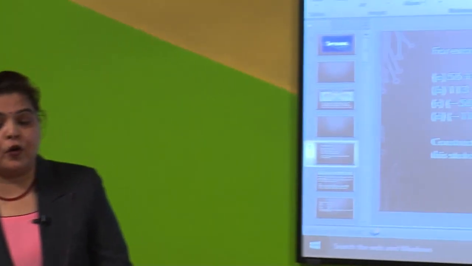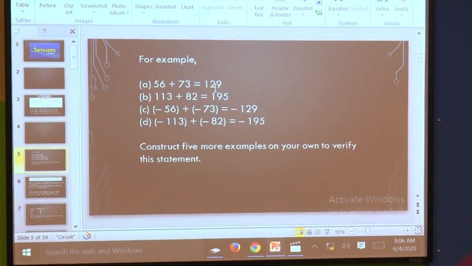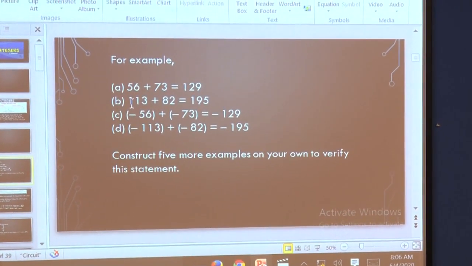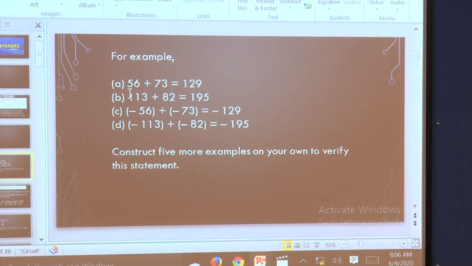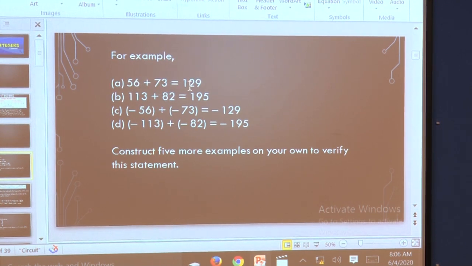Okay, we had seen a video, very interesting. So for example, we will see the addition of whole numbers, that is 56 plus 73 is equal to 129. Here 56 is a whole number, but we are learning integers, so it is a positive integer, and 73 is also a positive integer. So we get the addition of these two integers as positive 129.